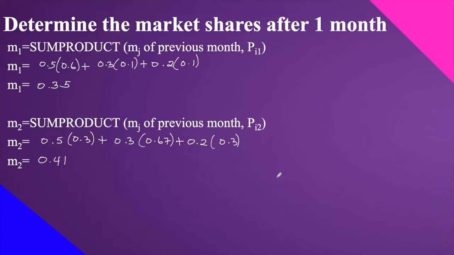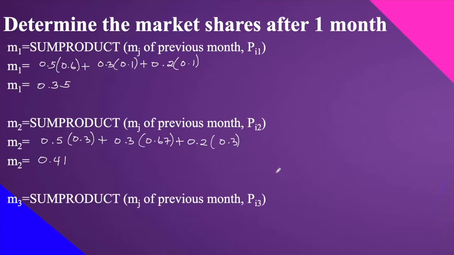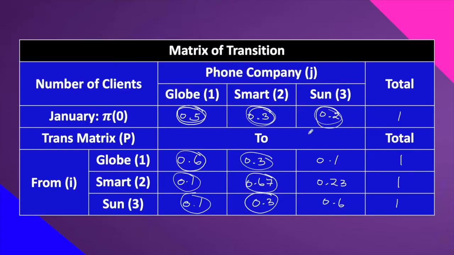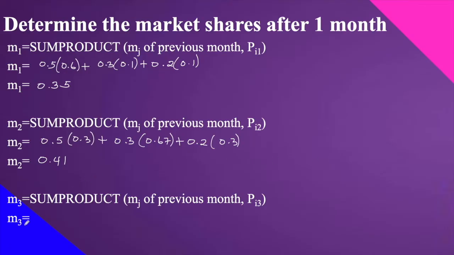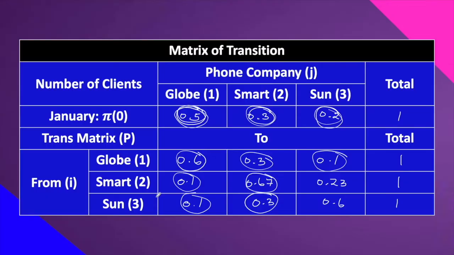Next, let's proceed with M sub 3, the market share of our third player. For the formula, it is the sum product of the M sub J of the previous month, and of course, P sub I 3. 3 is Sun. Where is that? These three again, we multiply them here. So, let's have it here. 0.5 multiplied by 0.1 plus 0.3 multiplied by 0.23.